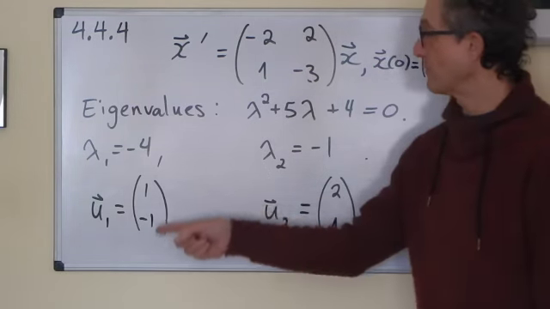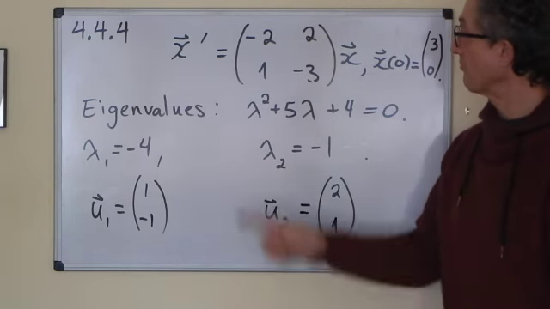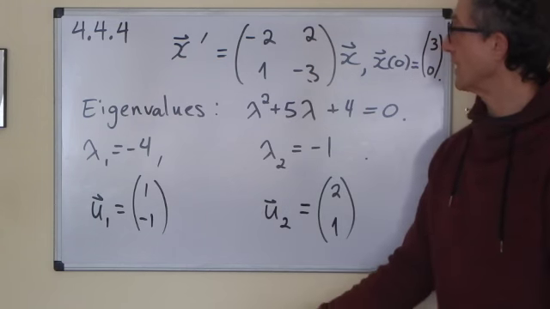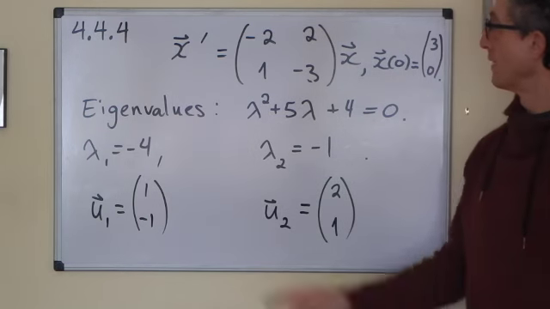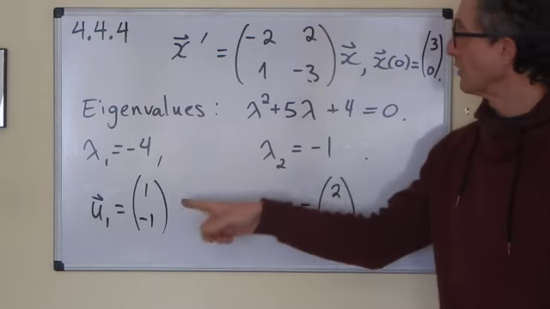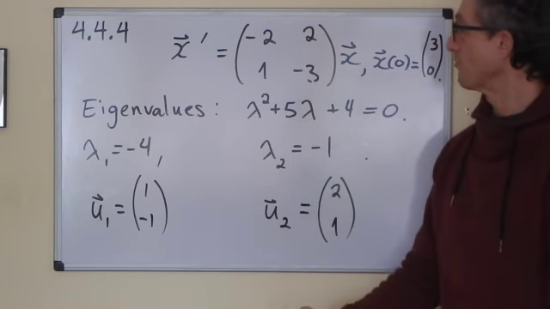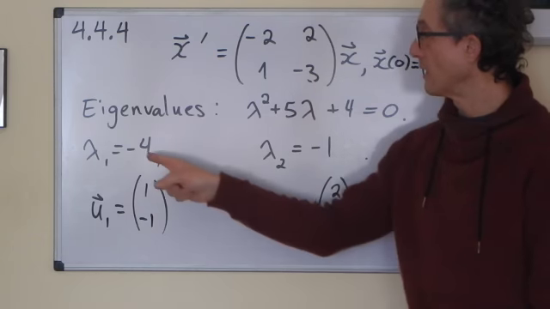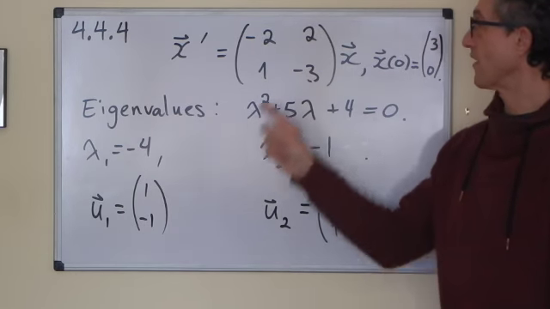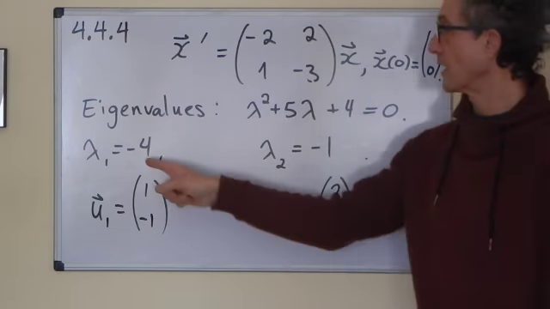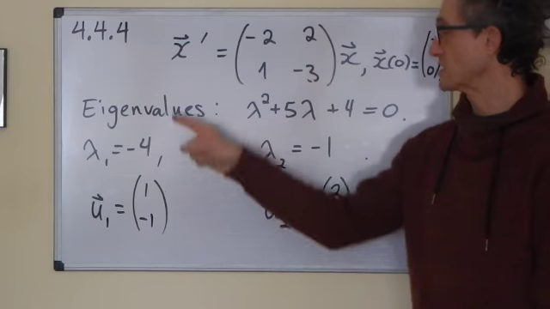If I take 1, minus 1 and apply the matrix to it, I get minus 2 times 1, which is minus 2. 2 times minus 1, which is minus 2. Altogether minus 4, and that is minus 4 times 1. When I look at the second row, I get 1 times 1, which is 1. Minus 3 times minus 1 is plus 3. 1 plus 3 is 4, and that is minus 4 times minus 1. So this vector really does satisfy that when I apply the matrix to it, I get minus 4 times the vector that I started out with. So that checks this one.